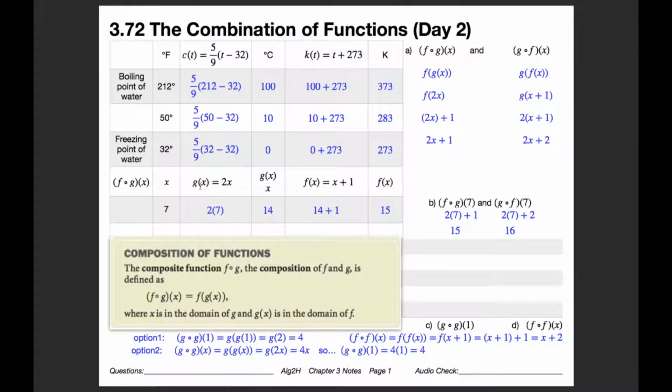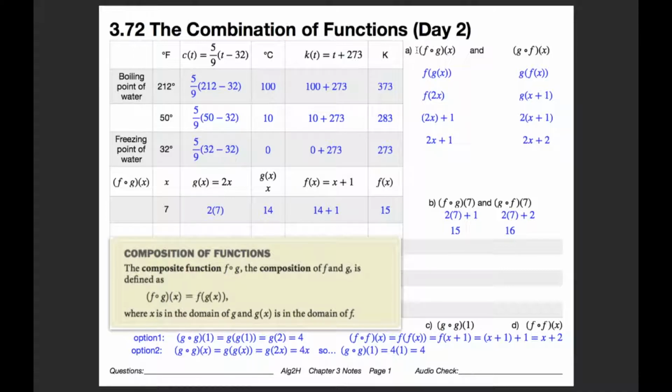So here, g of x would be the first function, and let's just use a simple function like 2x. You take the input 7, multiply it by 2 to get 14. That's the output of g of x. It also becomes the input of f of x. 14 plus 1 is 15.